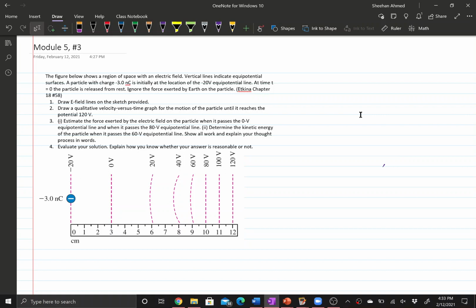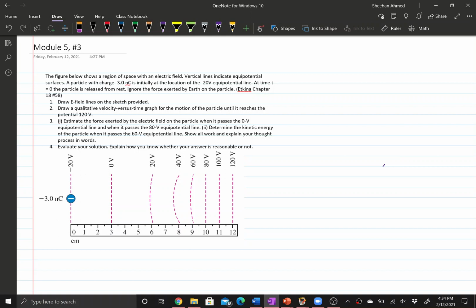So here it says vertical lines indicate equipotential surfaces. So here we are given a picture of the V field. A particle with charge minus 3 nanocoulombs is initially at the location of the minus 20 volt equipotential line. So that's already drawn for us. There's a negative charge at the minus 20 volts. So be careful about this minus. Sometimes a little hard to see because of the dashes.